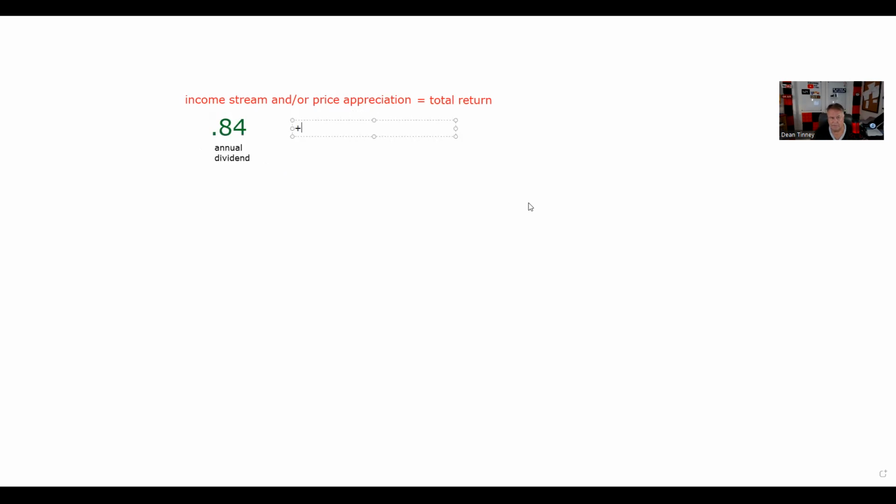Do bonds have income streams? Yeah, they do, right? The semi-annual interest. So you can make money from the interest in a bond, and then you might be able to sell the bond for more than you paid for it. Probably not today in a rising interest rate environment, but hey, right? So let's say I bought the Bank of America stock for $25.